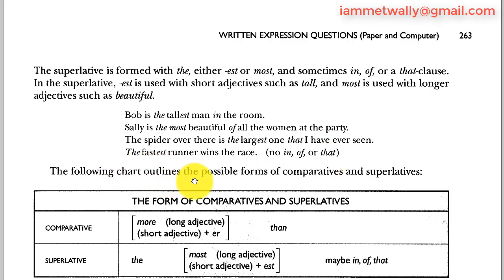The following chart outlines the possible forms of comparatives and superlatives. With comparatives, you have more plus long adjectives, or short adjectives plus -er. Then you have the comparative word than. With the superlative, you have the, then you have most with long adjectives and short adjectives with -est. Then you have the rest of the sentence if you want, or you may not want, like in, of, or that, and this is optional. It is not a must.